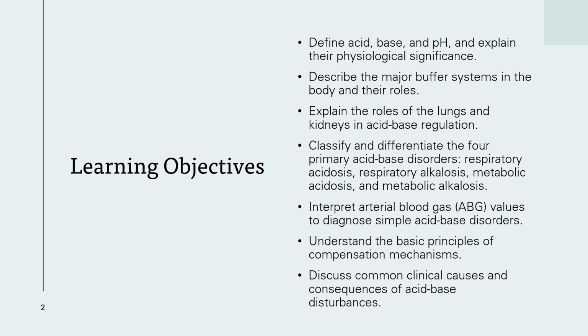We also need to differentiate the four primary acid-base disorders: respiratory acidosis, respiratory alkalosis, metabolic acidosis, and metabolic alkalosis. These are extremely important to determine and also assess the clinical manifestations in patients. We need to also interpret arterial blood gas, which is called ABG. That helps us to diagnose the underlying cause for these disturbances. We also need to understand the basic principles of compensation and then discuss common clinical causes.